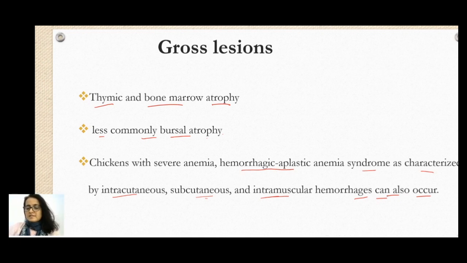So the gross lesion is thymus or bone marrow atrophy. Less commonly, bursal atrophy may be seen in some birds. Chickens with severe anemia, hemorrhagic aplastic anemia syndromes, are also seen, characterized by intracutaneous, subcutaneous, or intramuscular hemorrhages.